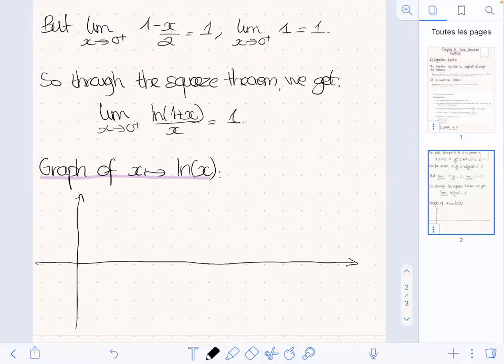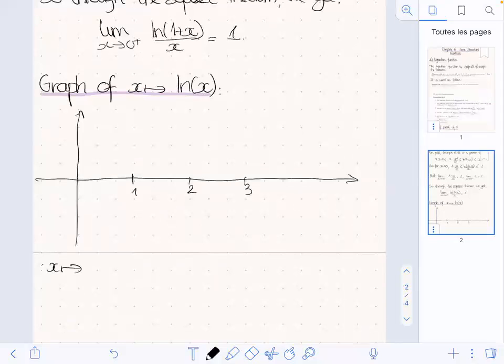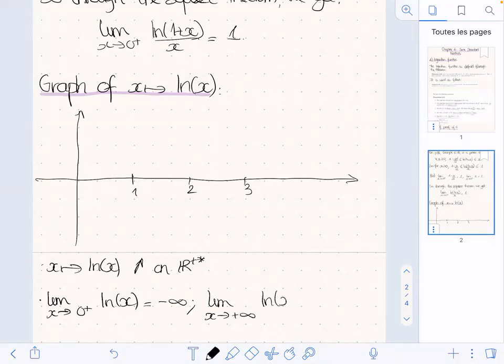But I suppose if I put, for example, 1 here, 2, 3, etc., we can try and get some further information on the logarithm that will help us graph it. So we know that x maps to ln of x, increasing on r plus star. We know 2 limits. This is all written above: the limit at 0 plus of logarithm of x is minus infinity. The limit at plus infinity of logarithm of x is plus infinity.